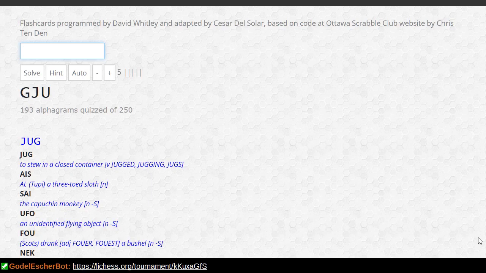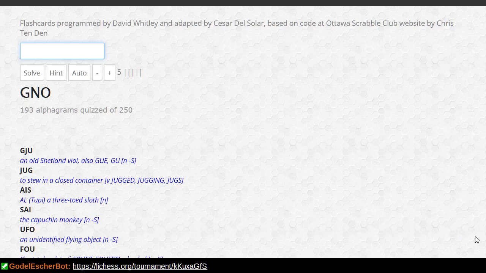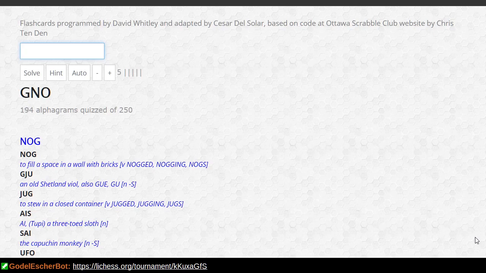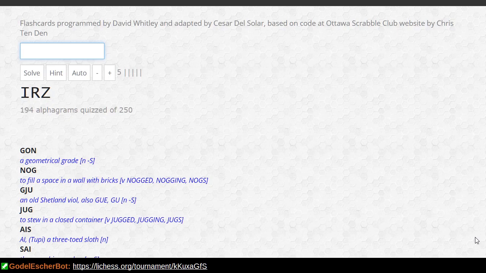How in the world do you spell something that could be pronounced for these other? I don't know. How do you pronounce that? An old Shetland vial. So GU, GUE, GJU are all that Shetland vial thing. Nog, to fill space in a wall. Gon, a geometrical grade. Like a polygon, I guess. So if you have a two-gon, a three-gon, a four-gon, that determines the number of sides of a polygon. But maybe it has some other geometric meaning.